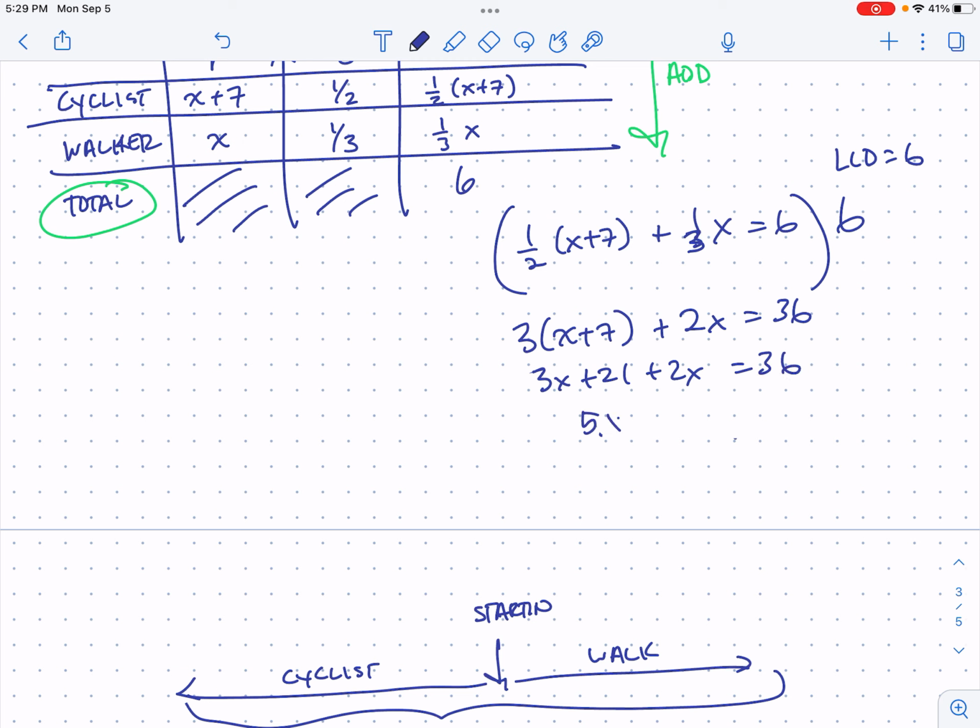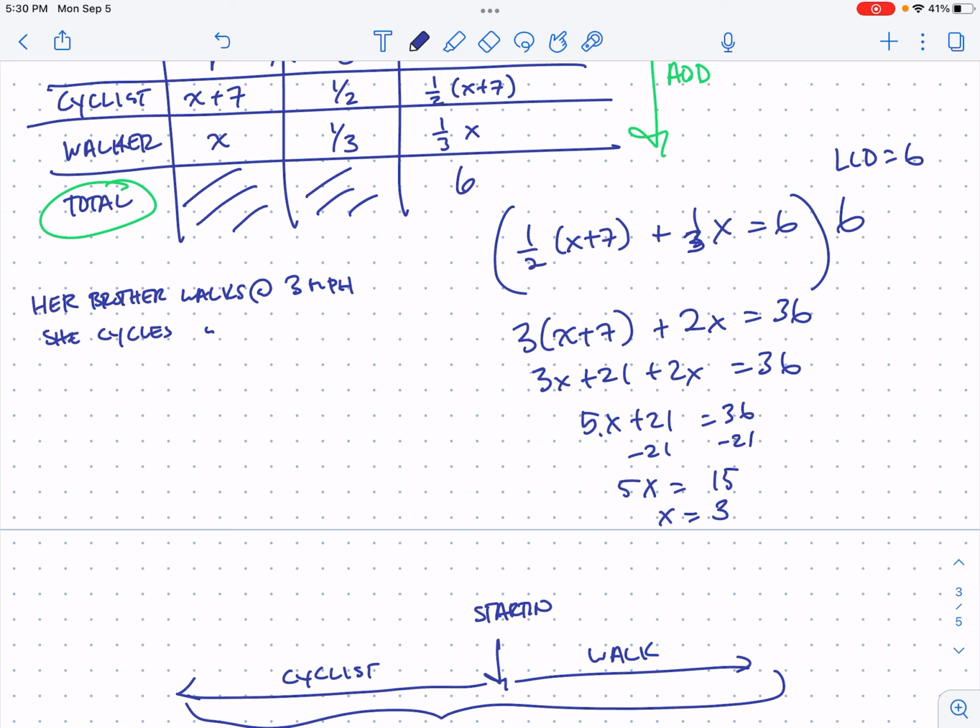That's 5x plus 21 equals 36. Subtracting 21, I get 5x is equal to 15. So x is 3. Now we want to remember what the x represented. It was the walker's speed. So her brother walks at 3 miles per hour, and she cycles at 3 plus 7 or 10 miles per hour.